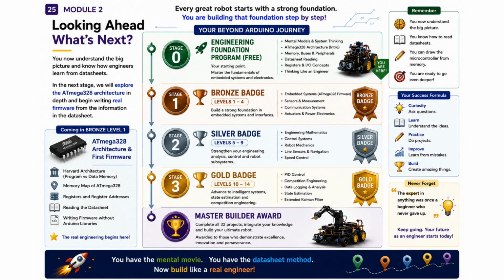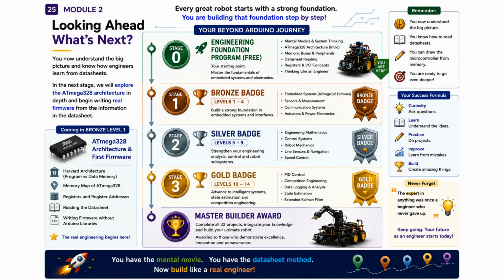We learned how information moves. We learned how engineers use datasheets to build accurate mental models. And most importantly, we learned how to create our own mental movies of complex systems. You now understand the bigger picture. You know how to read a datasheet. You can draw the important snapshots from memory. And you are ready to go even deeper.